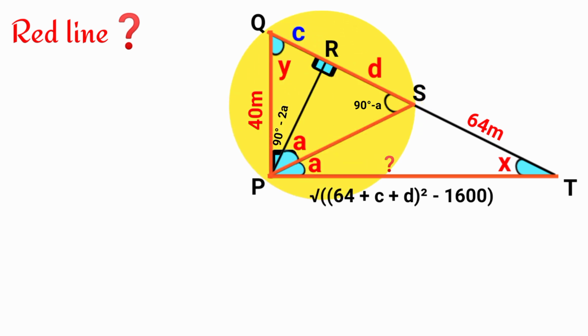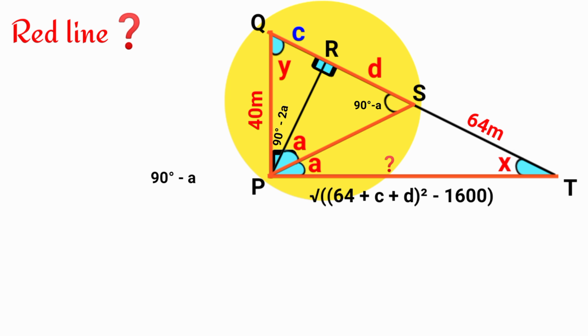Now look at this triangle PQS. We have the size of this angle to be Y. This angle has its size to be 90 degrees minus X. Look at this angle. Its size is the sum of this 90 degrees minus 2A and this A. So it is 90 degrees minus 2A plus A. Minus 2A plus A is minus A. So it is 90 degrees minus A. The angle is congruent with this. That means triangle PQS is an isosceles triangle.